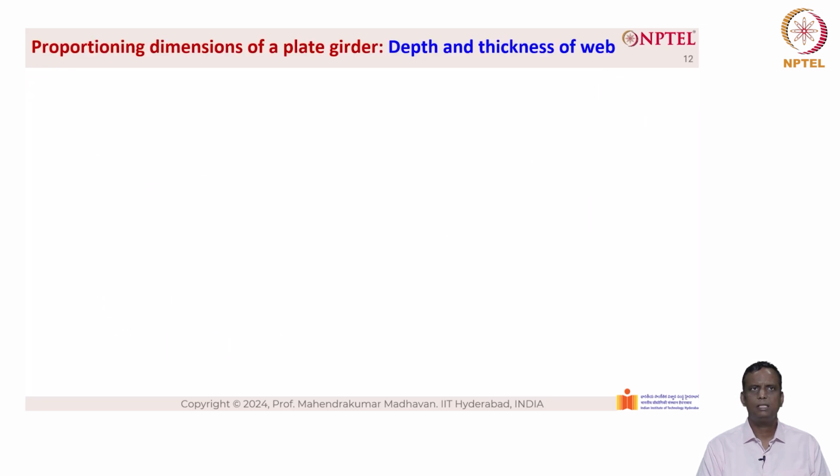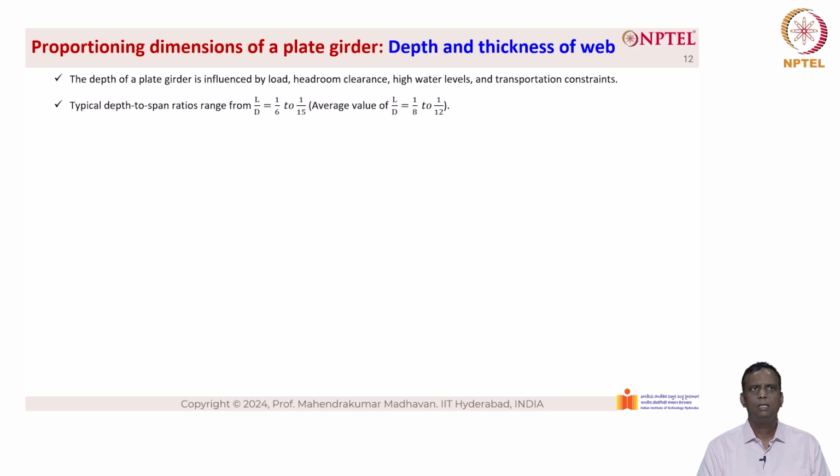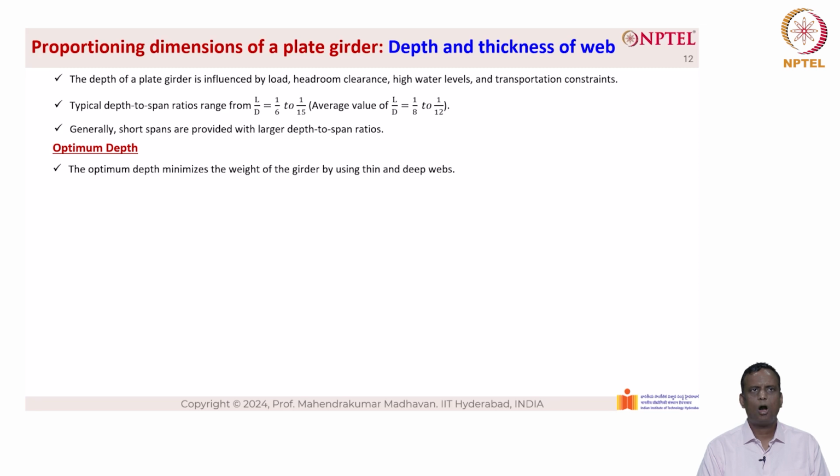Now let us understand the proportioning dimensions of a plate girder, basically the depth and thickness of a web. See, the depth of a plate girder is influenced by load, headroom clearance, high water levels and transportation constraints. The typical depth to span ratios range from 1 by 6 to 1 by 15 with an average value between 1 by 8 to 1 by 12. Generally, short spans are provided with large depth to span ratios. The optimum depth is to minimize the weight of the girder by using thin and deep webs.